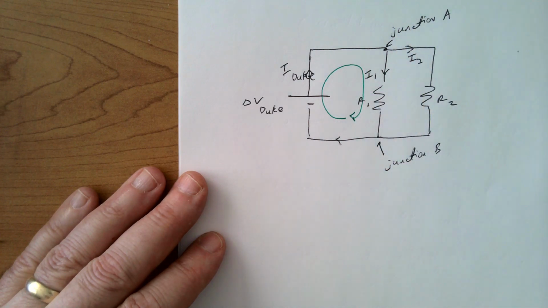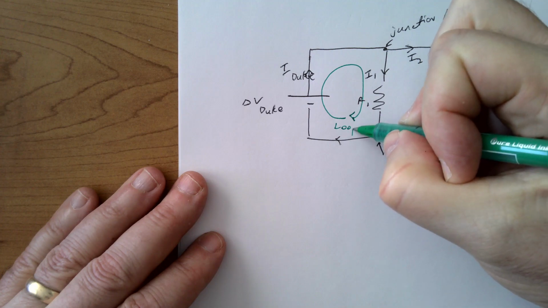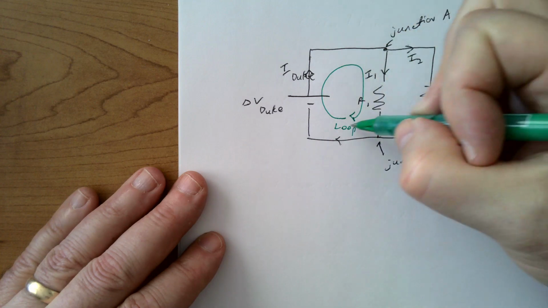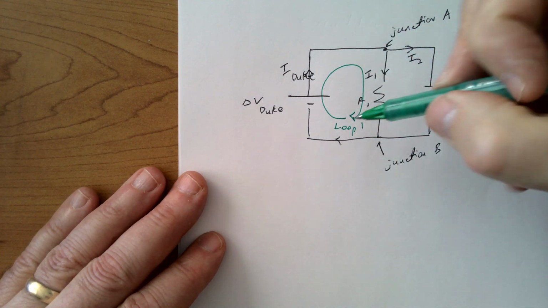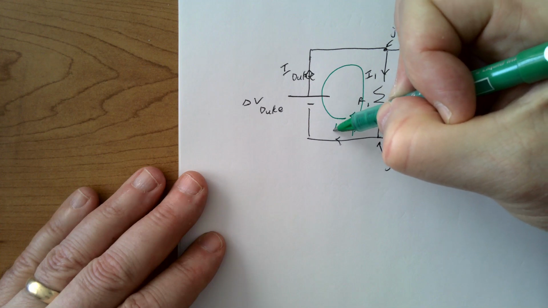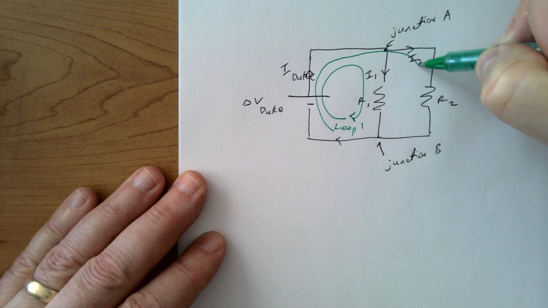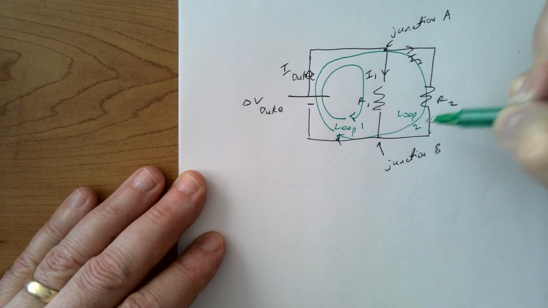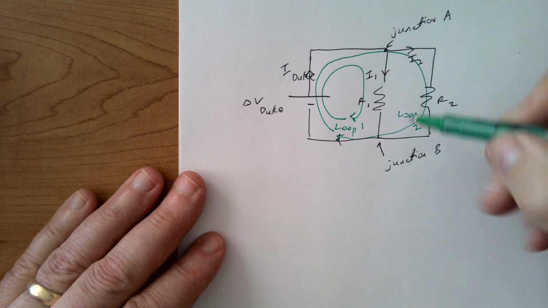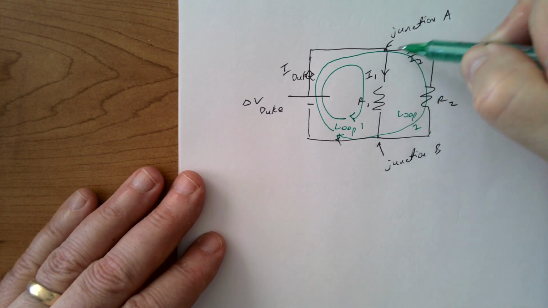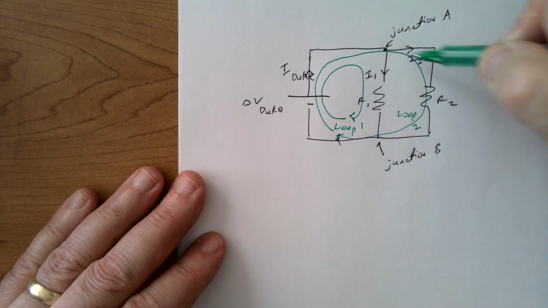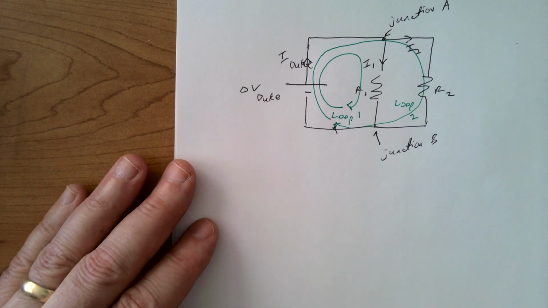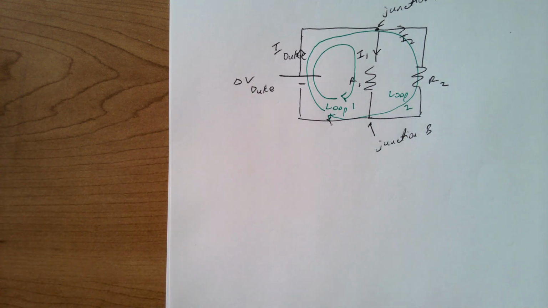A loop, again, has to start and end at the same place. So I'm going to start at the negative side of the battery, go around, and end where I started. The other loop for this circuit starts here and goes around the outside and comes back to there. So that's loop 2. Alright, there is a third loop, but I'm not going to write that loop rule because that loop does not include the voltage source, so we don't need it. Okay. So I've got a diagram.